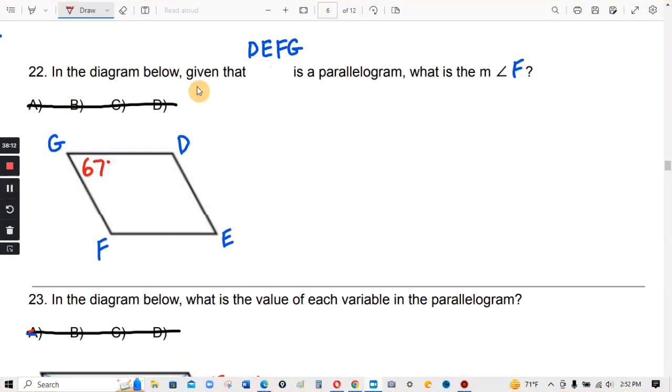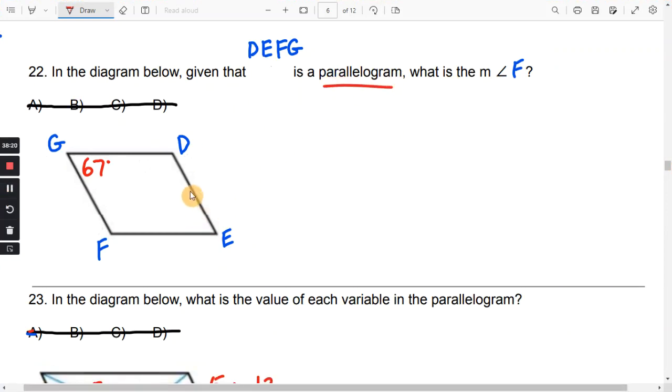22, in the diagram below, given that DEFG is a parallelogram, what is the measure of angle F? Parallelogram means opposite sides are parallel. So the sides across from each other are parallel.